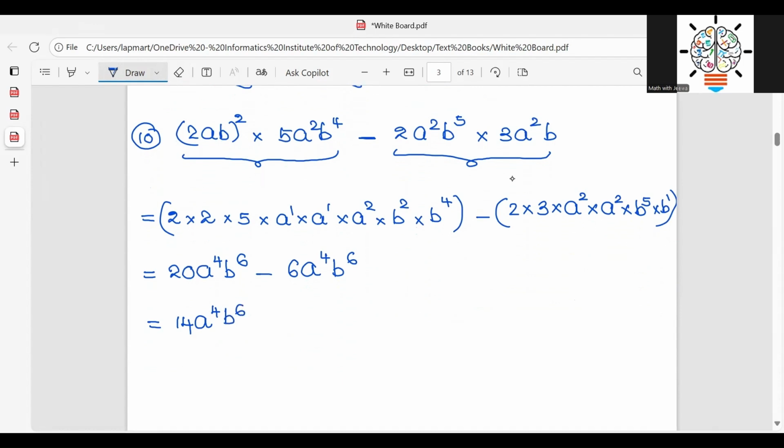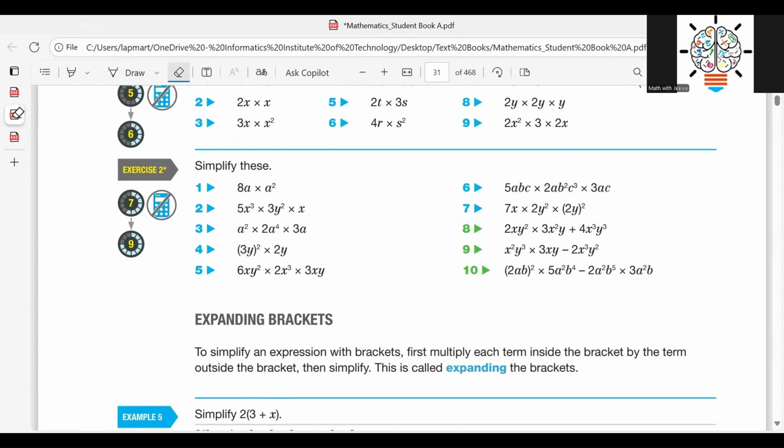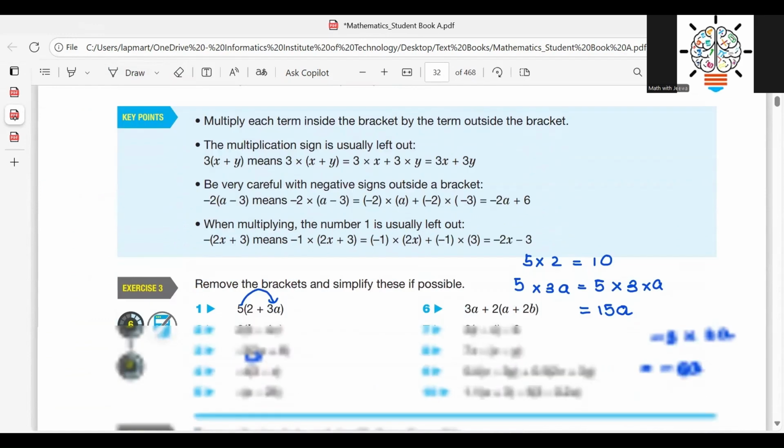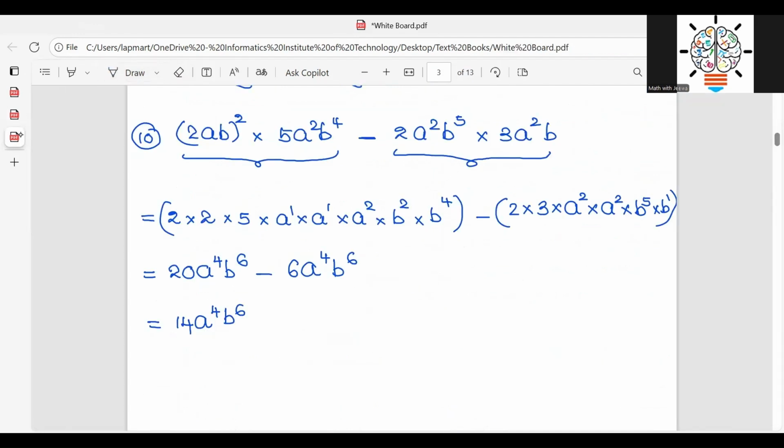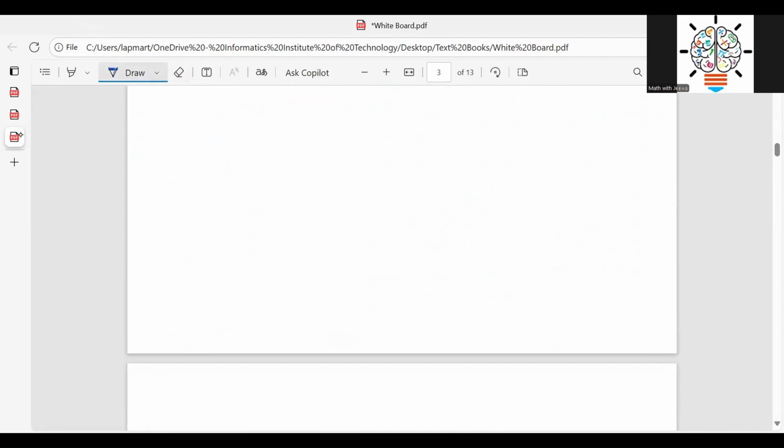Okay, so this is how it works. So 2a squared b squared, and then here is a squared b to the power of 4. Yes, it is correct. That is all about exercise 2 star. And the next exercise I ask you to do, exercise 3 star. So this one, we want to remove the brackets and simplify these if possible. Now we are moving to exercise 3 star. Everyone move to exercise 3 star.